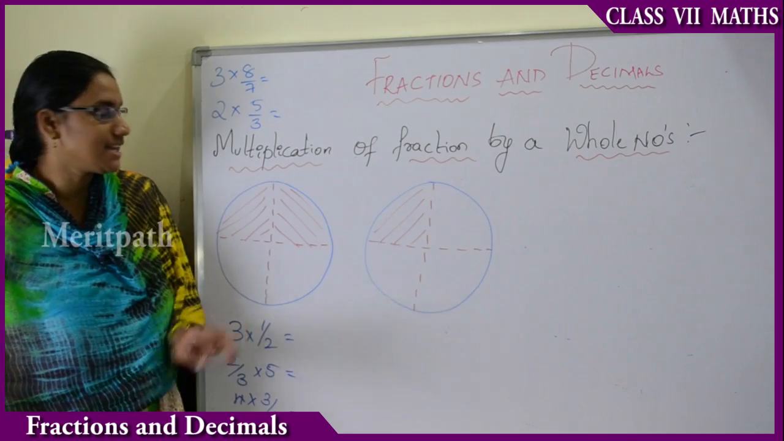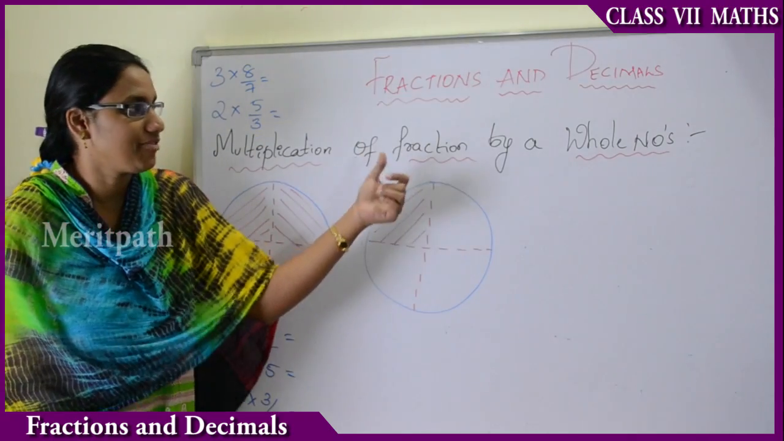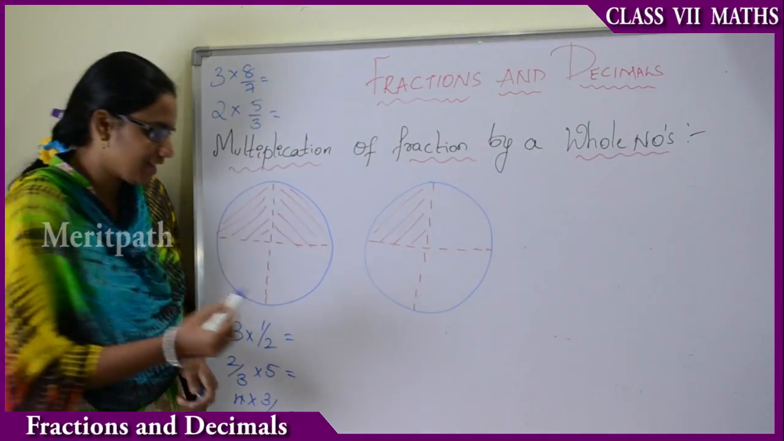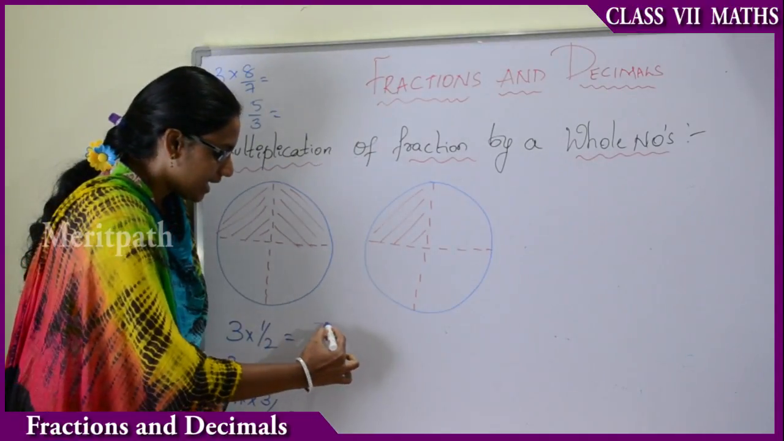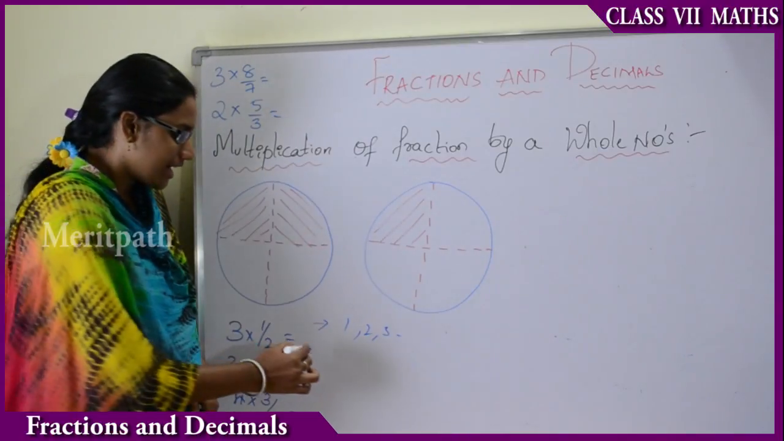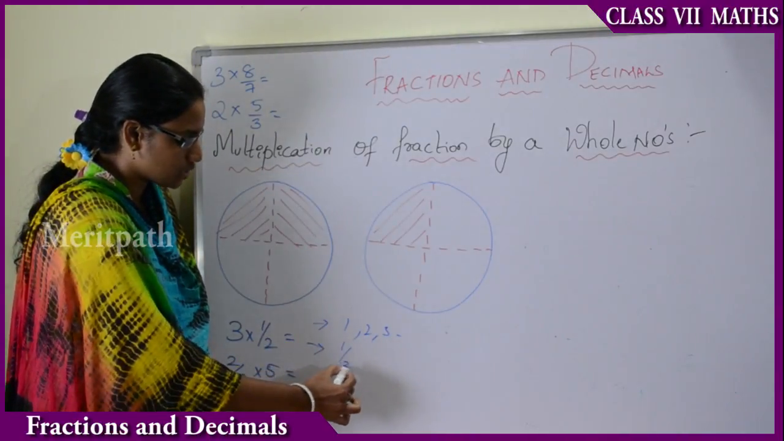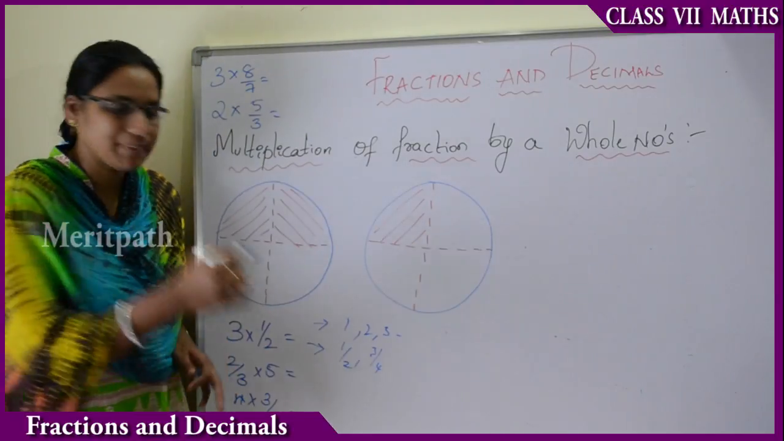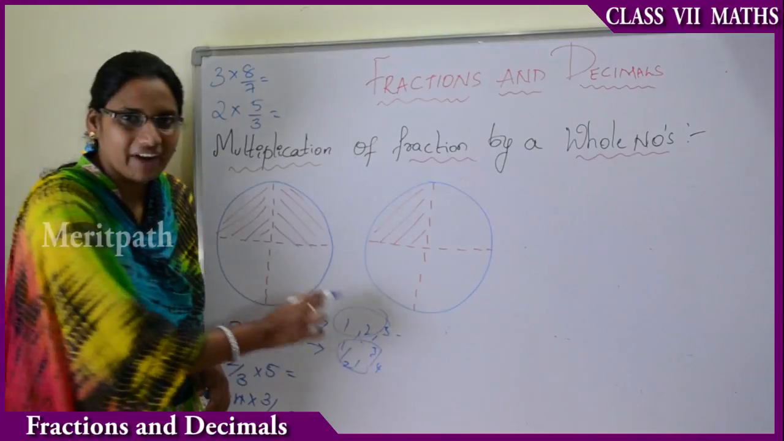Now let us see how to multiply a fraction with a whole number, right? Whole number means it is not other than the fraction, that is simple. 1, 2, 3, all these are known as whole numbers, right? Now fractions means 1 by 2, 3 by 4, right? Now let us discuss how to multiply these whole numbers with the fractions, right?